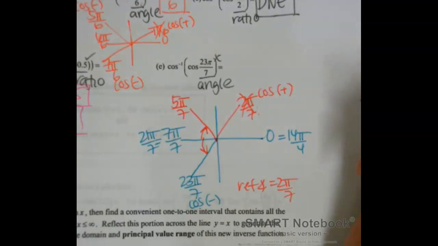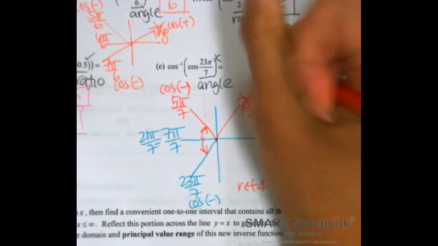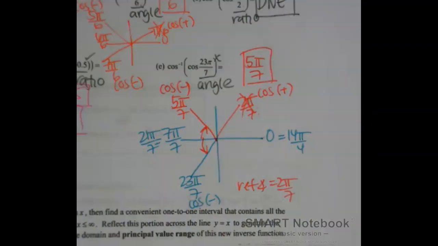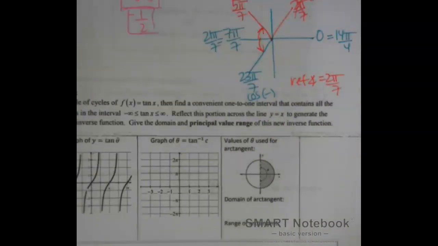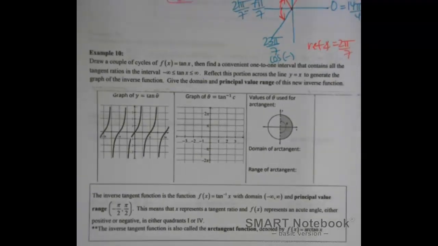Okay, so double check, Valeria. Is cosine going to be negative in this quadrant? Yes, it will. So since cosine will be negative here, your answer is 5 pi over 7. All right, next part. So all of this is for cosine. We're going to do some more things with cosine in just a second, but let's go ahead and move on to the bottom portion. Let me zoom out for a second and look at example 10.